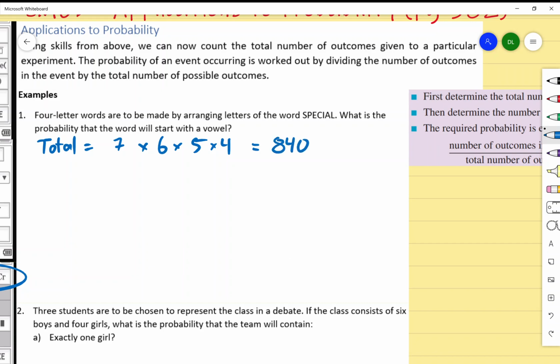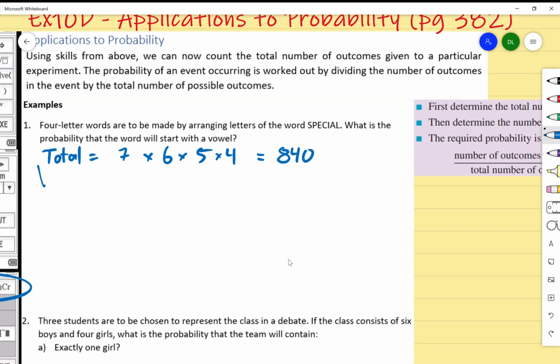Now we're not finished yet, because we need to find the probability that the word starts with a vowel. Remember, a vowel is going to be one of either the E, I, or A. With that in mind, our first spot is going to be 1 of 3. Now, what is the number of letters available that we can choose from for the second spot in our word? There are 6 letters left, and then 5, and then 4. So we end up with a value of 360.